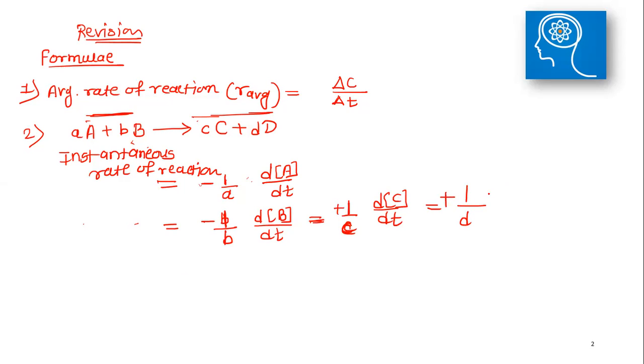आणि आपण मेन्शन नाही केली तरी चालेल. So d by dt of concentration of capital D. In this way we can find out the instantaneous rate of the reaction.